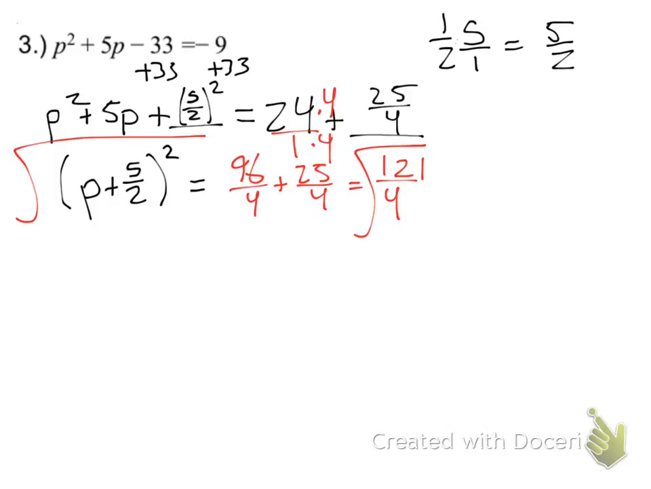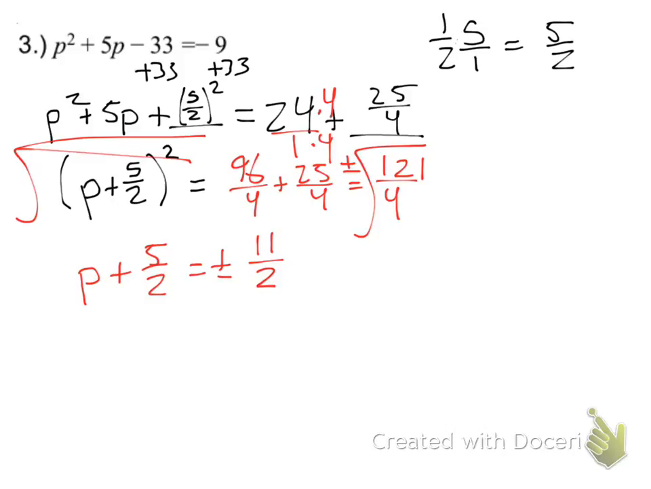Don't forget what? Plus and minus in there. We know that those two will cancel each other. So therefore we get p plus 5 halves is equal to plus or minus 11 over 2. So it actually is not that bad of a problem, even though we had to deal with a fraction in there.